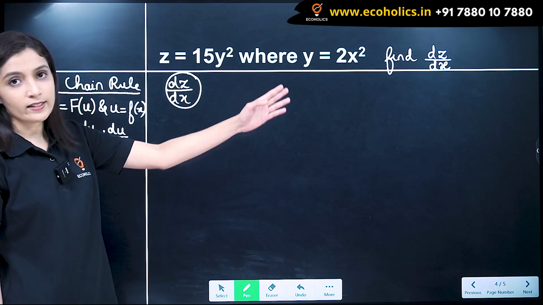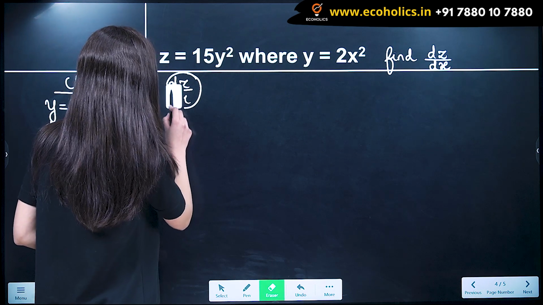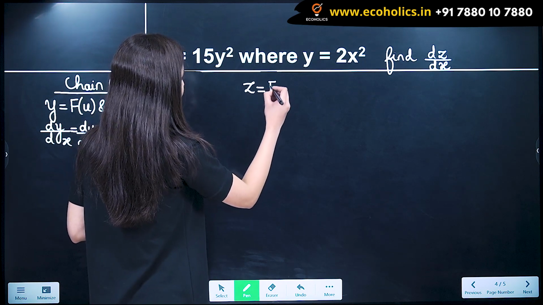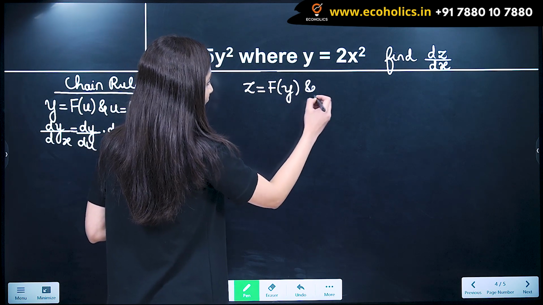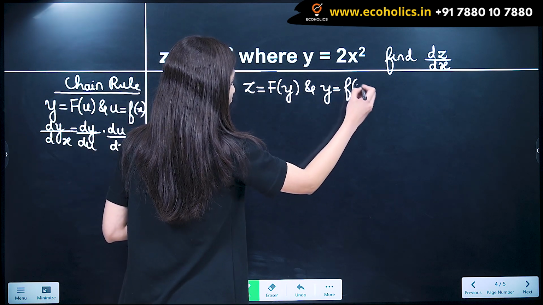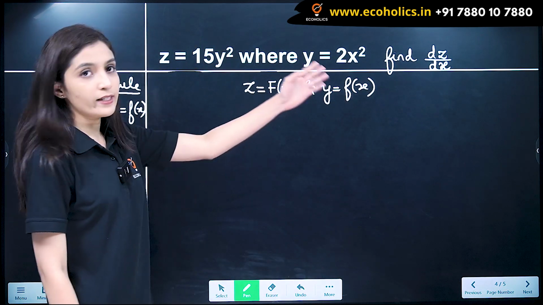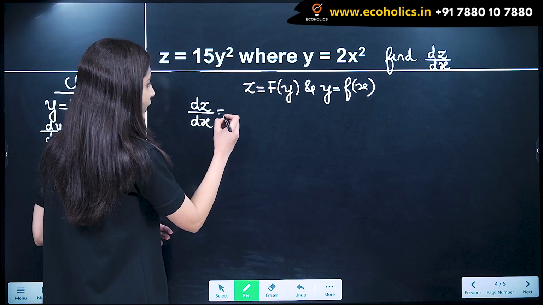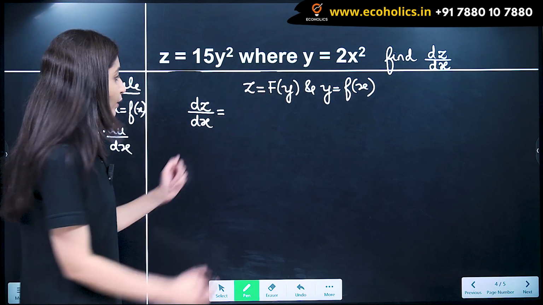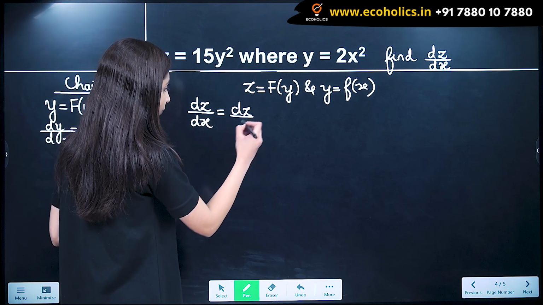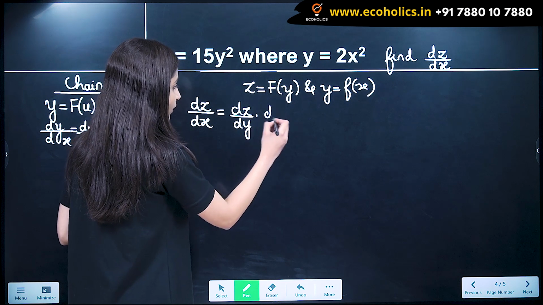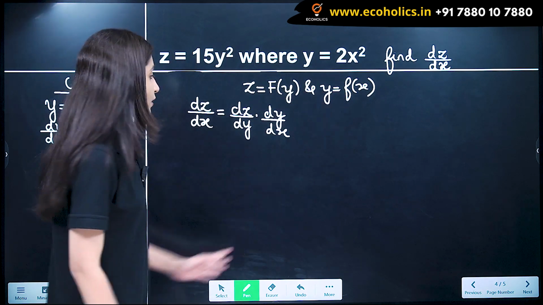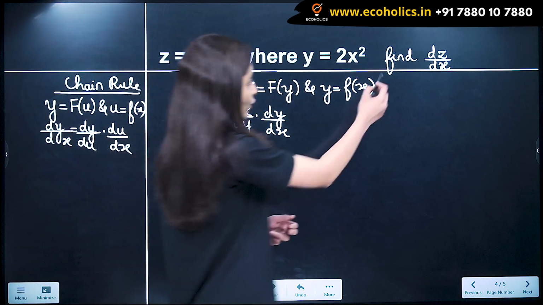So in this case we need to find dz by dx. In this case we have z, which is a function of y, and we have y, which is a function of x. And what we need to find? We need to find dz by dx. So dz by dx will be equal to, now since z is a function of y, we will have dz by dy into dy by dx, because y is a function of x. So we are going to solve this. So I'll solve this over here.